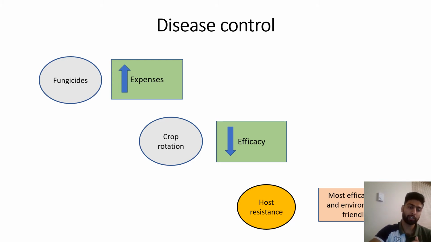And then crop rotation, using just crop rotation as a method or strategy of control, is not that efficacious. Host resistance is the most efficacious, and I would say environment friendly. You have a certain cultivar which is resistant, so your dependency on fungicides is minimized, and that's a plus point because you are saving a lot of nature around you.